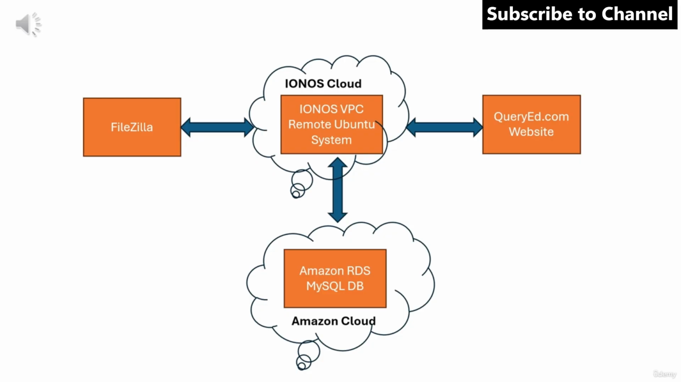Once this application starts running, you see how I started the Tomcat server, right? When I start this Tomcat server, the application loads and it starts working. That is the Query website. So once it loads, or even before it loads, it will connect to the Amazon RDS database.